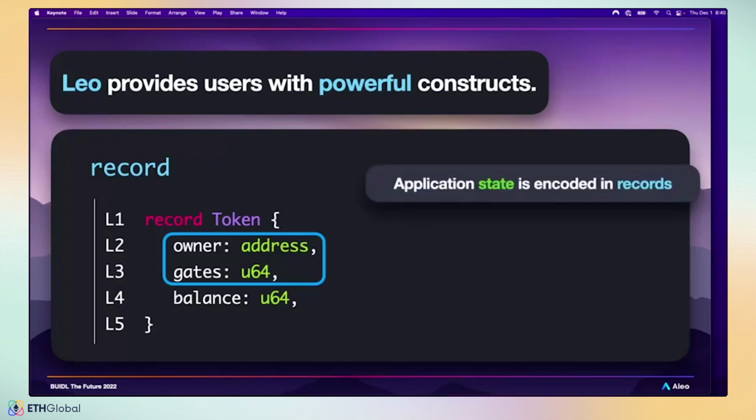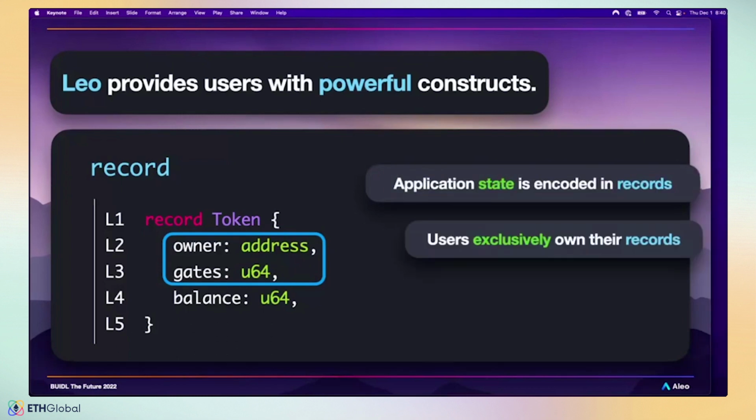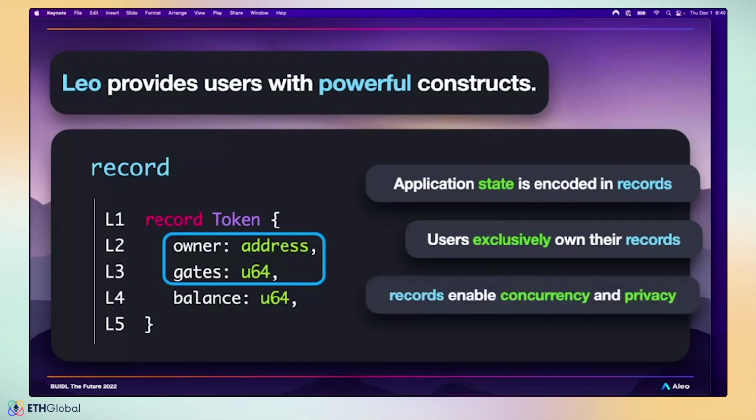Now, with this model, application state is encoded in records, and users effectively exclusively own their records. Because records are encrypted under a user's address, they are the only ones able to see the information inside a record. And with this, you have concurrency and privacy.